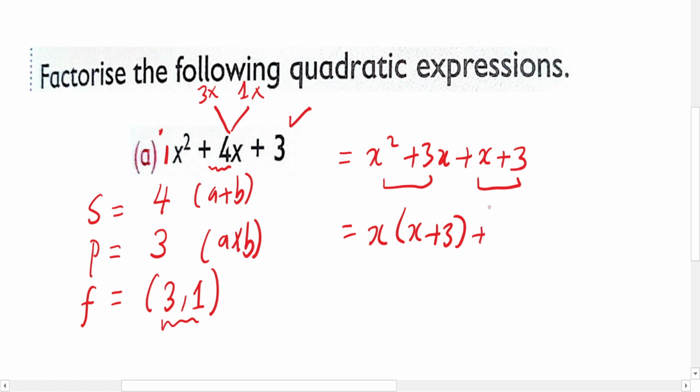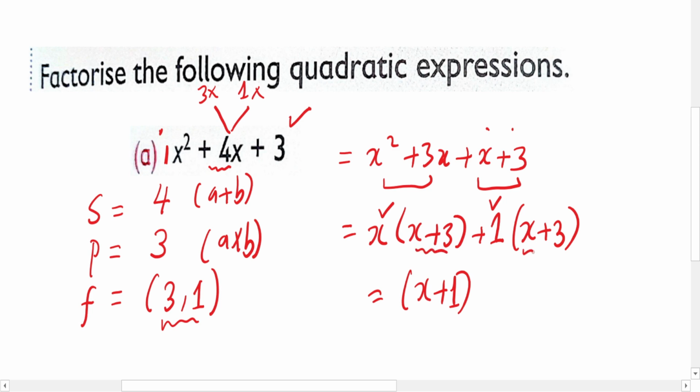Now if you factorize the second group, the common factor is 1. There's no other letter common to x and 3, and the only number is 1. So 1 into bracket x plus 3. Therefore your answer will be: you take the numbers in front of the brackets, x and 1, and write the repeated bracket once, so x plus 1 times x plus 3. That is your answer.